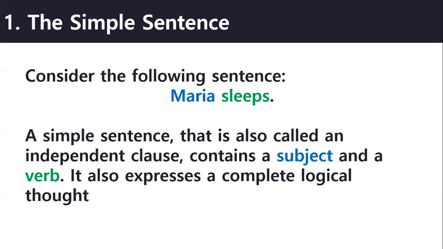Therefore, a simple sentence, also called an independent clause, contains a subject, which is, in this case, Maria, and a verb, which is sleeps. It also expresses a complete logical thought. So, whenever you hear the sentence, Maria sleeps, you would know who is doing what.